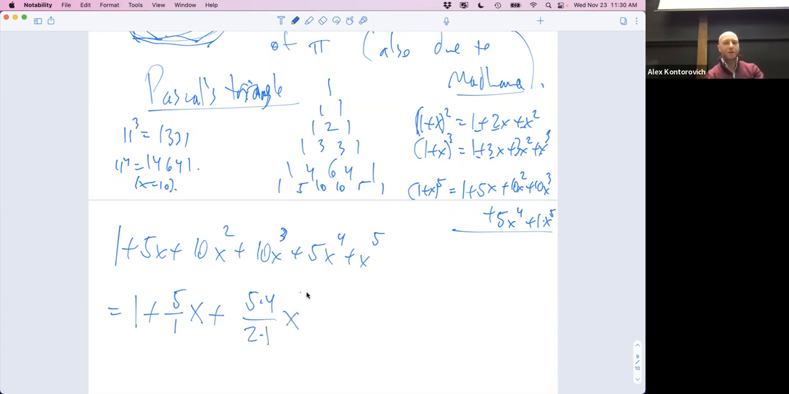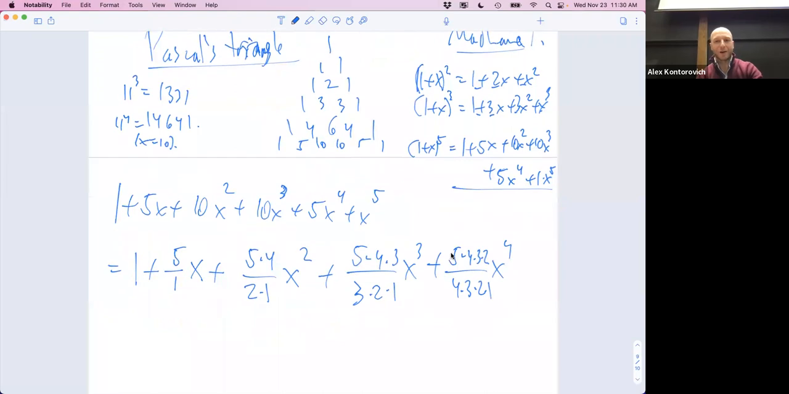So the x squared term will have a 2 factorial in the denominator and 5 times 4 in the numerator. And the x cubed term will have a 5 times 4 times 3 over 3 factorial, 3 times 2 times 1, x cubed. And the x to the 4 term will have a 5 times 4 times 3 times 2 over 4 times 3 times 2 times 1. Does that make sense? And if you cancel everything, you get a 5. If you cancel everything here, the 3 cancels, the 2, and I just get 10.